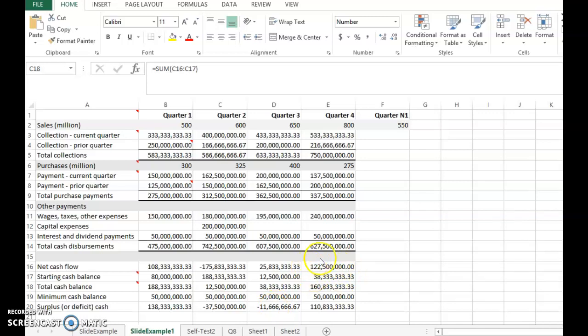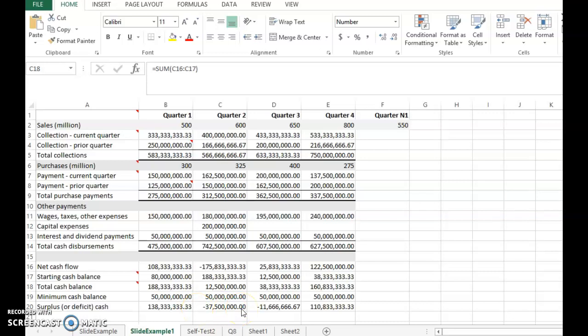And the fourth quarter, you have a net cash flow of 122.5 million, and the starting cash balance, assuming that the deficits are not addressed here, you have a total cash balance of 38.3. Then when you add, you have 160.8 million, which is way higher than the minimum cash balance, and therefore you have a surplus of 10.8 million. This minus this, you get the surplus. That is how you get these values, surplus or deficit of cash.